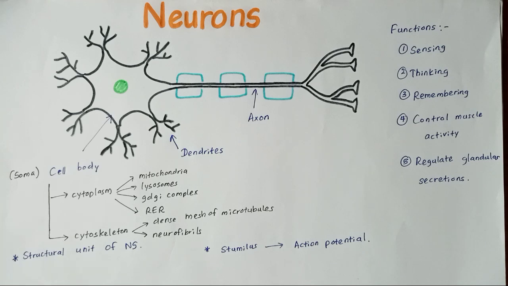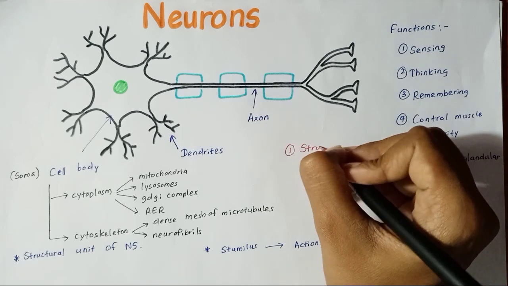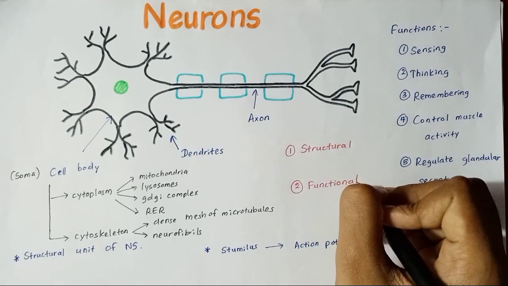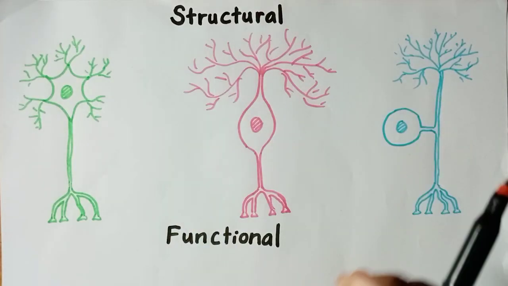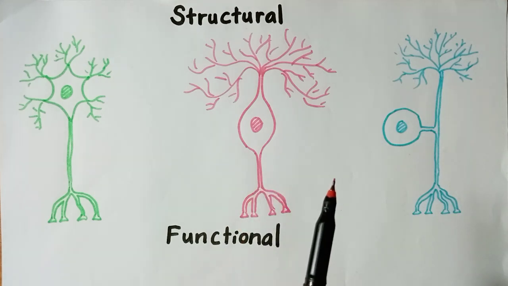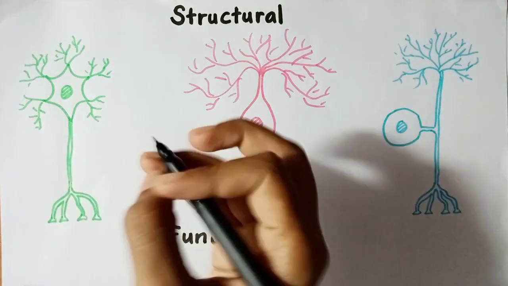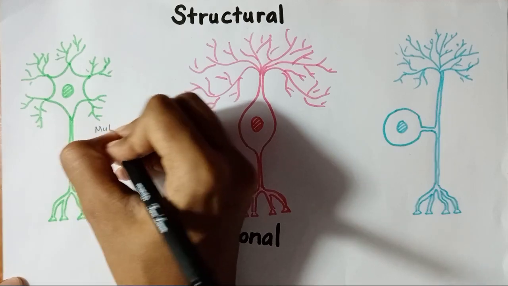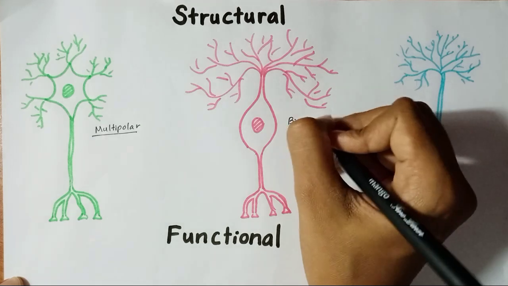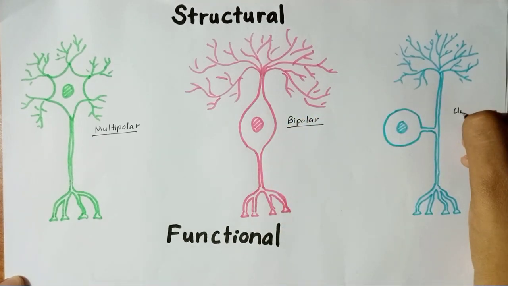Now let's talk about the types of neuron cells. Neuron cells can be divided into two main types: structural neurons and functional neurons. Structural neurons are of three types: multipolar, bipolar and unipolar. So here you can see a multipolar neuron cell, here bipolar, and here unipolar.